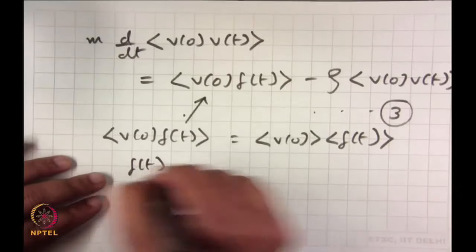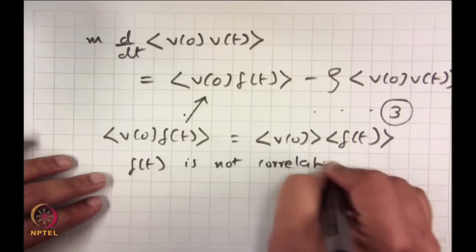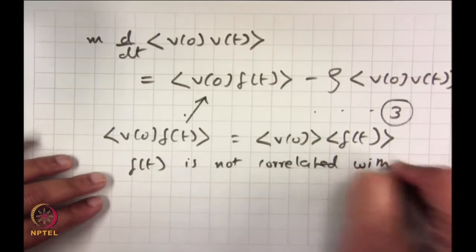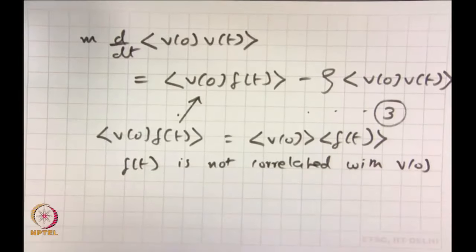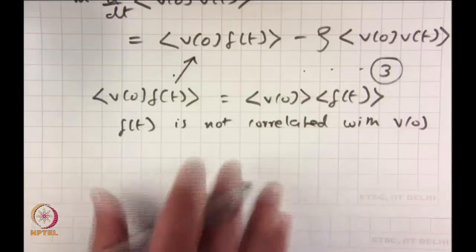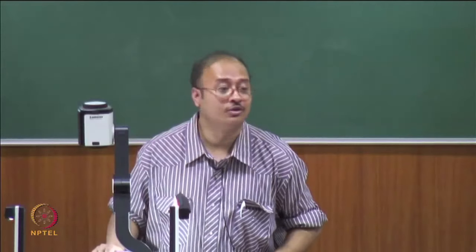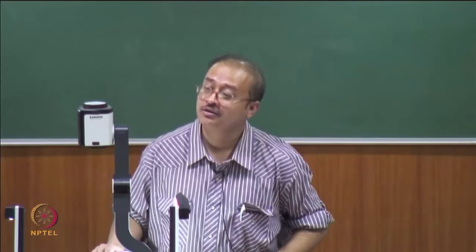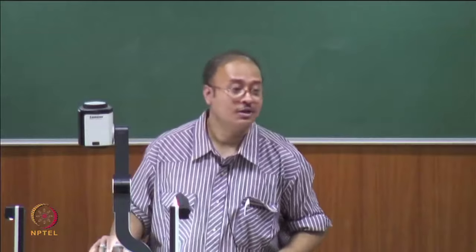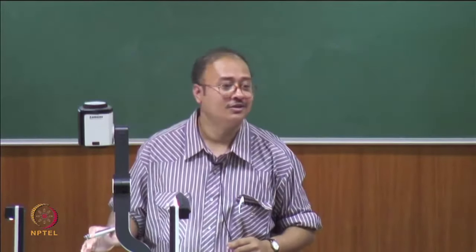Okay. So, that means f(t) is not correlated with V naught. Now, if that is the case, tell me this, what will happen to this? 0. Why? Why is it 0? Not V naught.